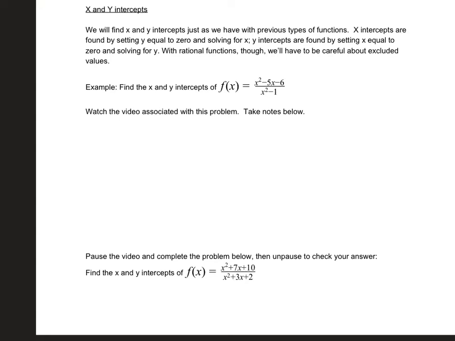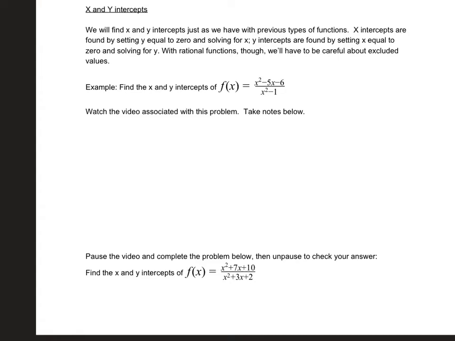Okay, so let's talk about finding X and Y-intercepts of rational functions. So we've learned how to find these intercepts with other types of functions, and the process is essentially the same. When you want to find an X-intercept, you let the Y equal 0 and solve for X. When you want to find the Y-intercept, you let the X equal 0 and solve for Y.